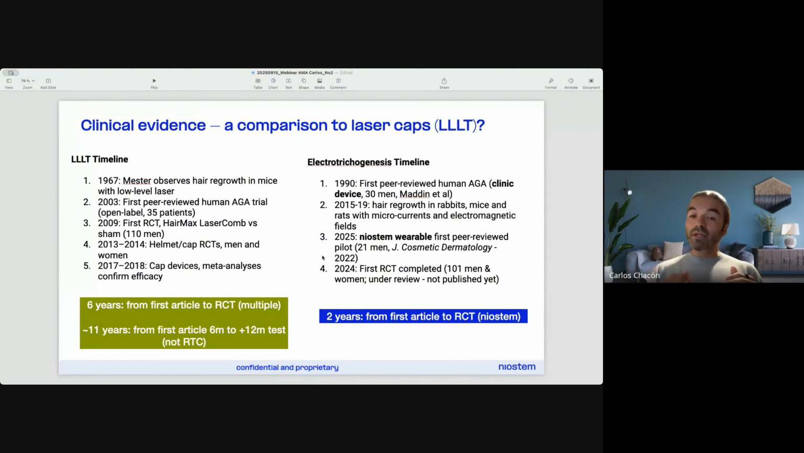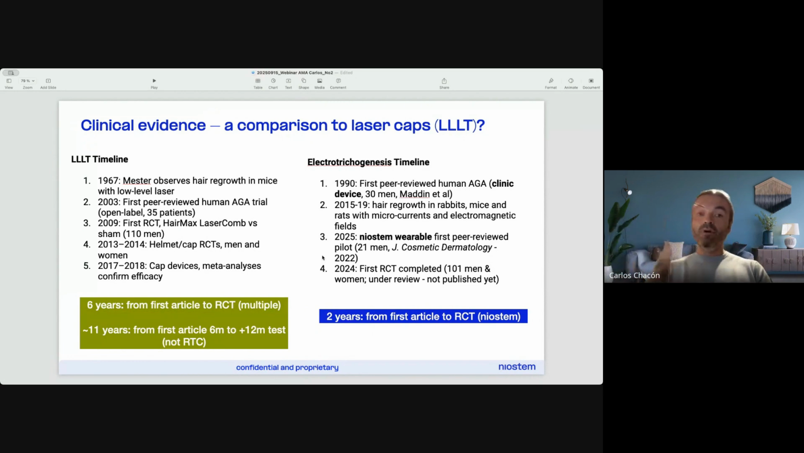And at the end of last year, we already finished the randomized controlled trial. We're currently working on the publication, but I just want to show the comparison: in only 2 years, we went from a pilot to a randomized controlled trial, which is not the standard in the field of devices and hair regeneration. The laser devices were approved by the FDA in the early 2000s, but they were approved with a 20, 30 people trial. That got them the full approval.